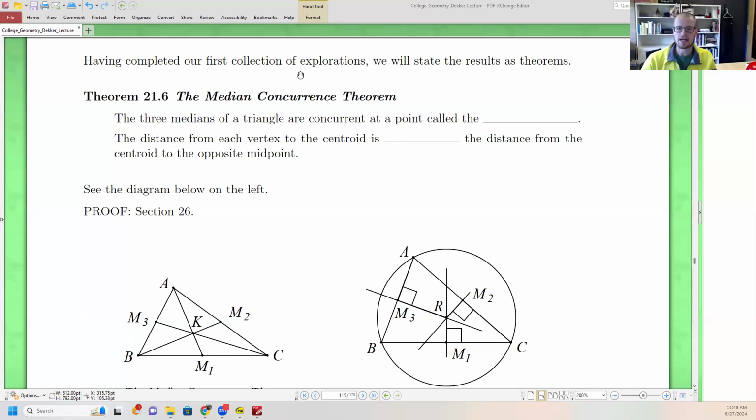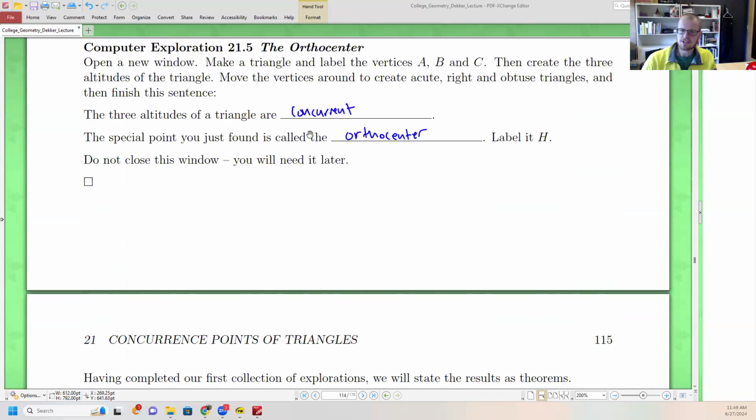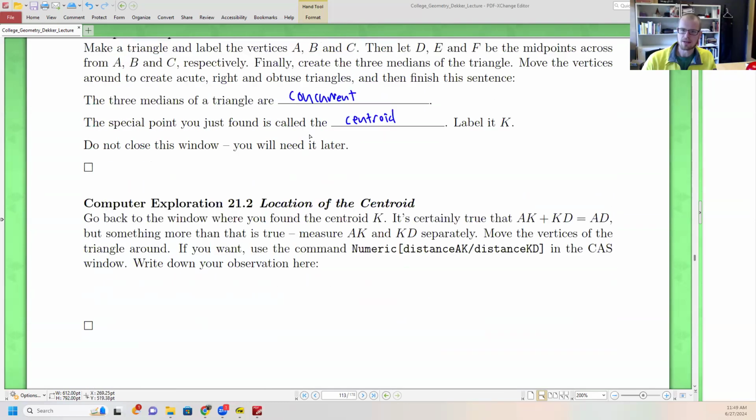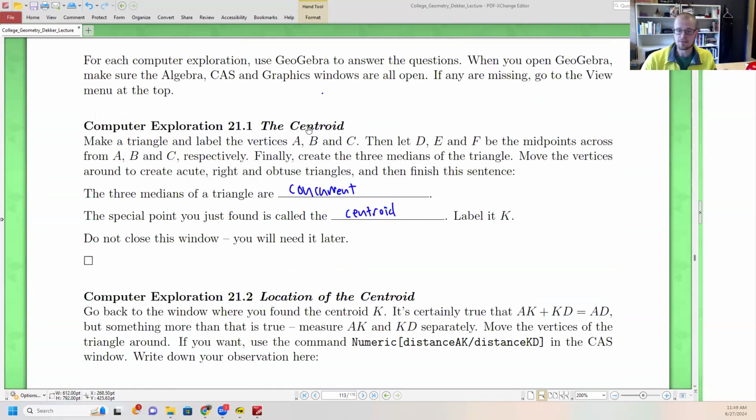Welcome to the office. We want to continue taking a look at section 21 and look at the theorems that will formalize the things that you found in your computer explorations. Some of the terms in the computer explorations may not have been obvious. Some of them yes, some of them no.